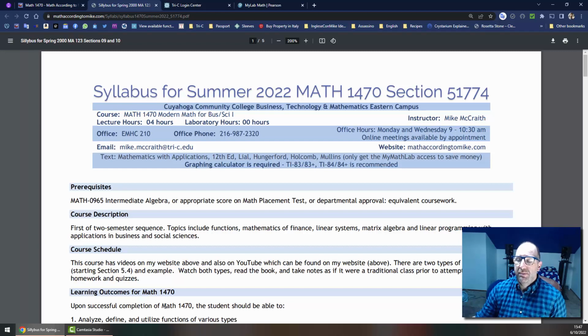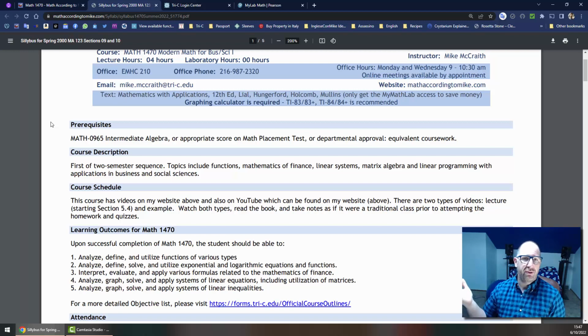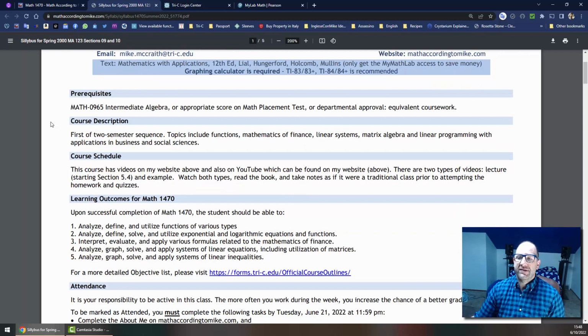Prerequisites. For college algebra and for 1470, they're the same. Intermediate algebra is necessary. Or for trigonometry, you need college algebra. Course description, all three are basically the same. You're going to do some math. Yay! And the course schedule is pretty much the same.